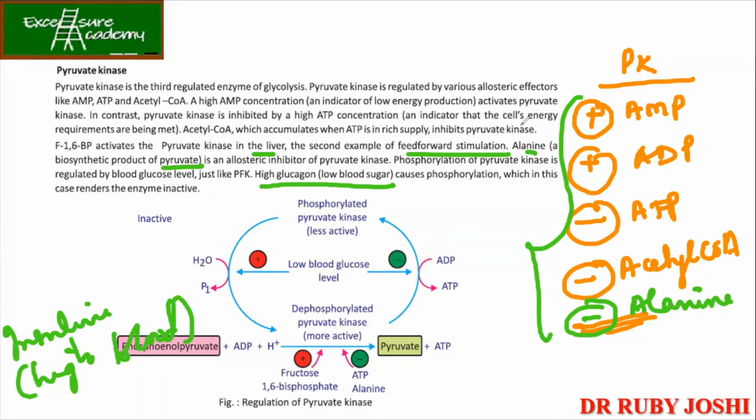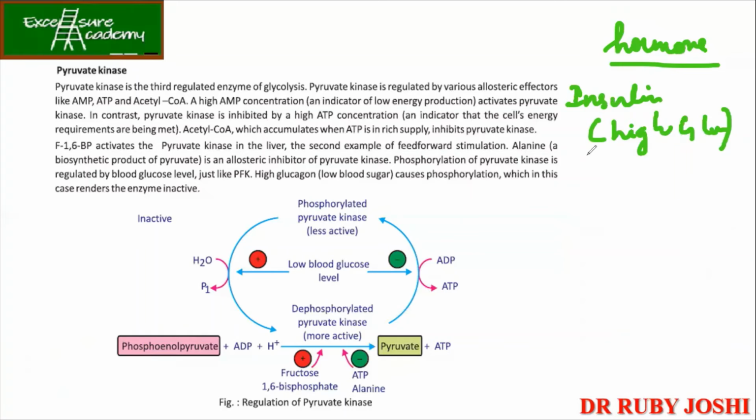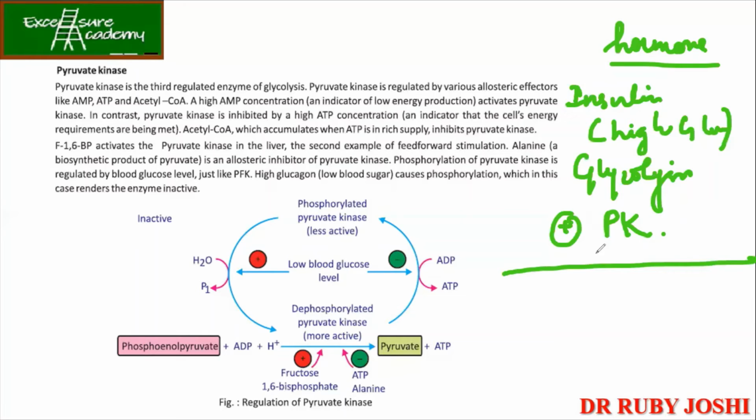Now let's discuss the hormone level. Always remember, insulin means there is a high glucose level in the blood, so it should undergo glycolysis. It means it should activate your pyruvate kinase. This much is clear? Yes, ma'am.